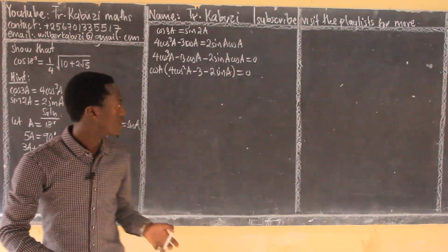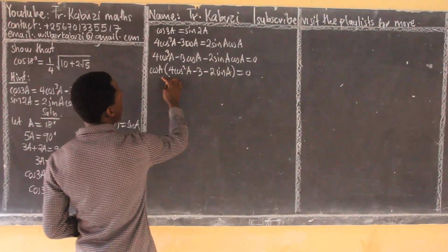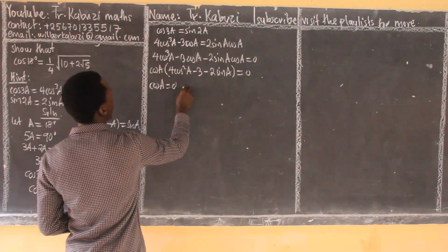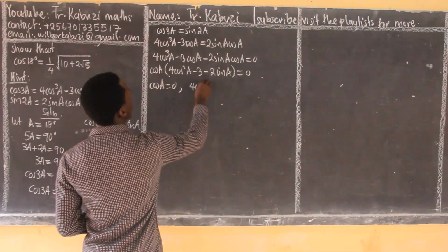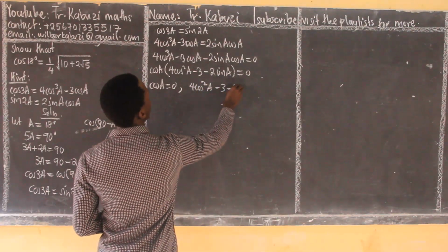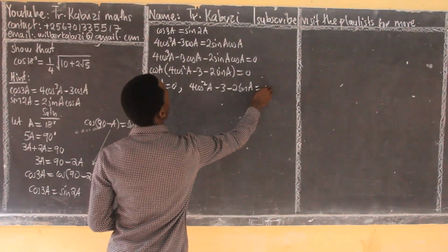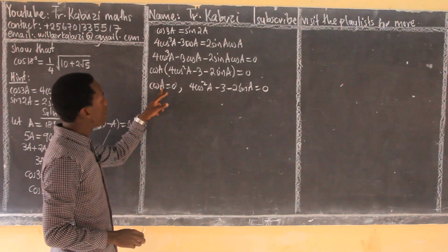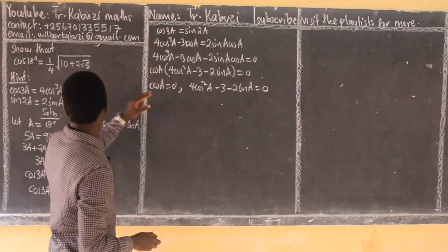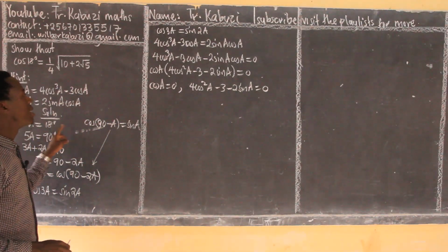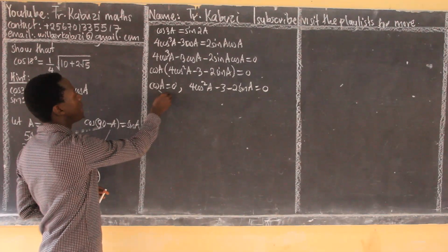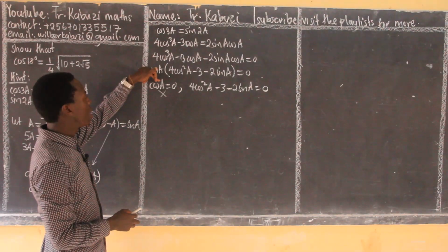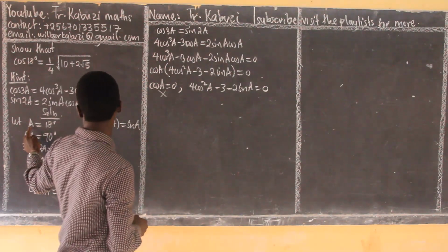Removing the cos throughout. Now from there, if we have a product of two things giving us 0, then either cos A is 0 or the other factor is 0. If cos A is to be 0, our A either has to be 90 or 270. But when you come back to our letting, our A was 18. So this one is not valid, because our A is 18.